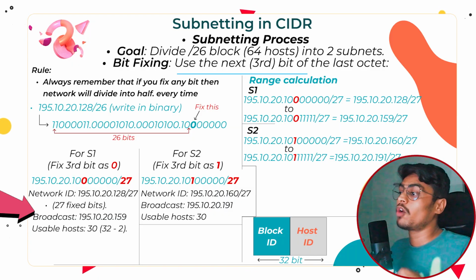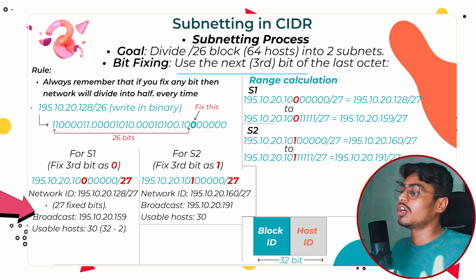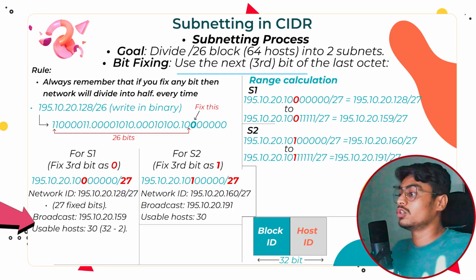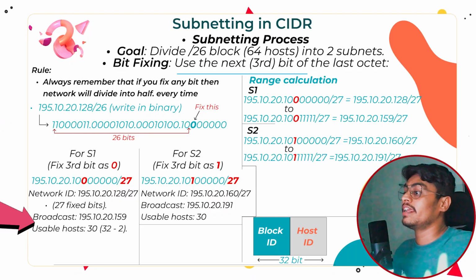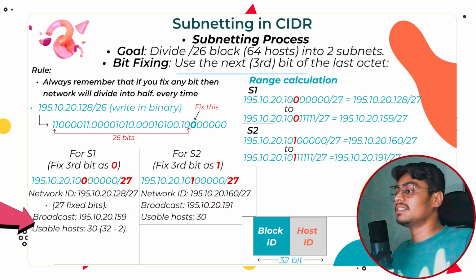Okay, now what is the broadcast address? The last address is the broadcast address, 195.10.20.159. Okay, this will be the broadcast address. Now how many usable hosts are there in subnet 1? 30 usable hosts. The first and the last addresses are the network ID and the broadcast address.